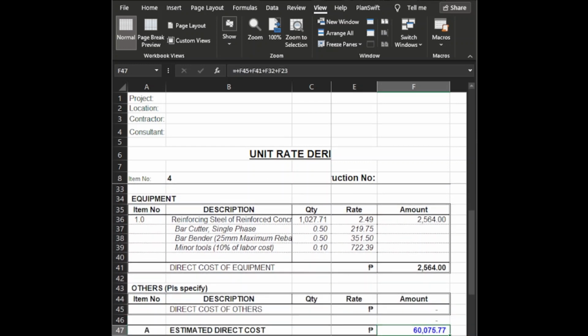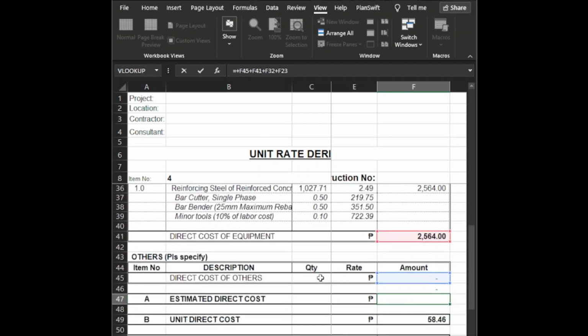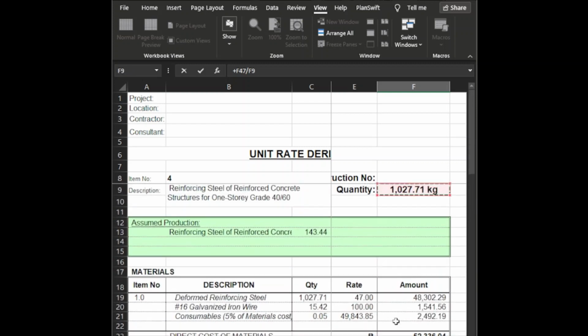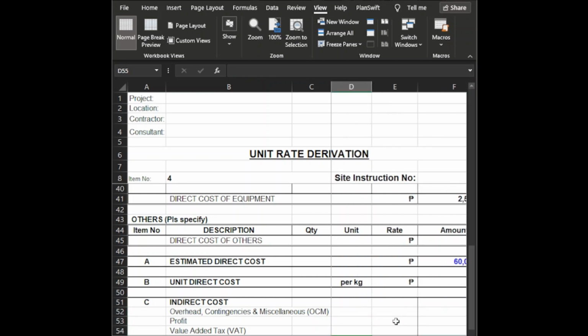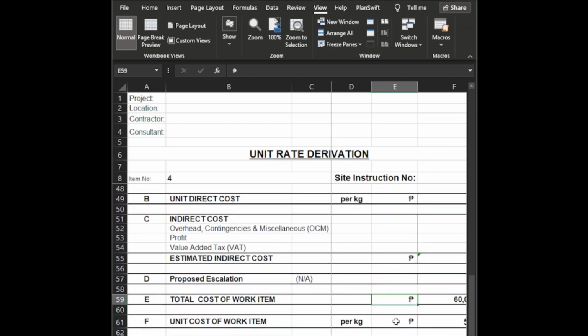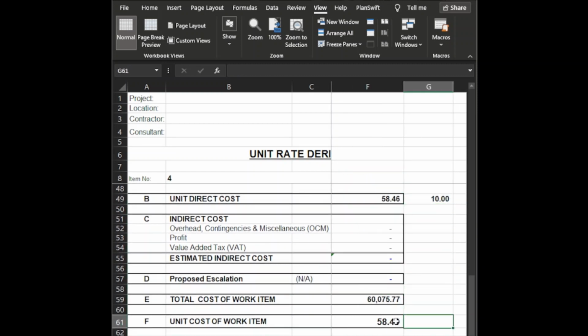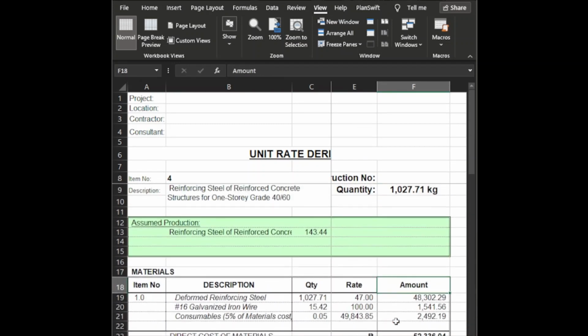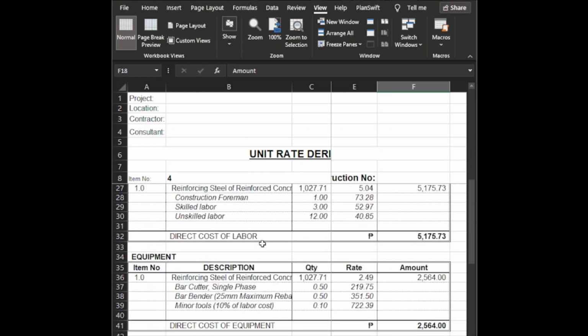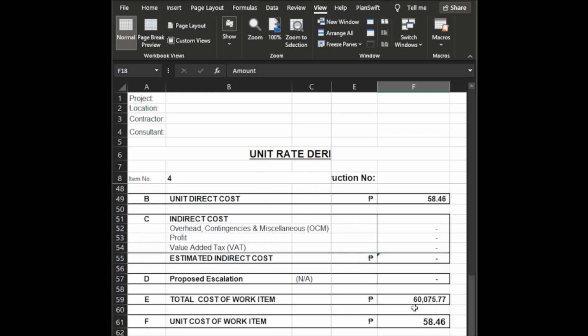So the same as before, our estimated direct cost, we will just add materials, labor, and equipment. Then unit direct cost, we will divide the estimated direct cost by the quantity, so it's 58.46. So we will no longer put our indirect cost as previously discussed. So our total cost is the same as our direct cost, and the unit cost per work item is also the same as the unit direct cost. Okay guys, so this is our cost for our steel.